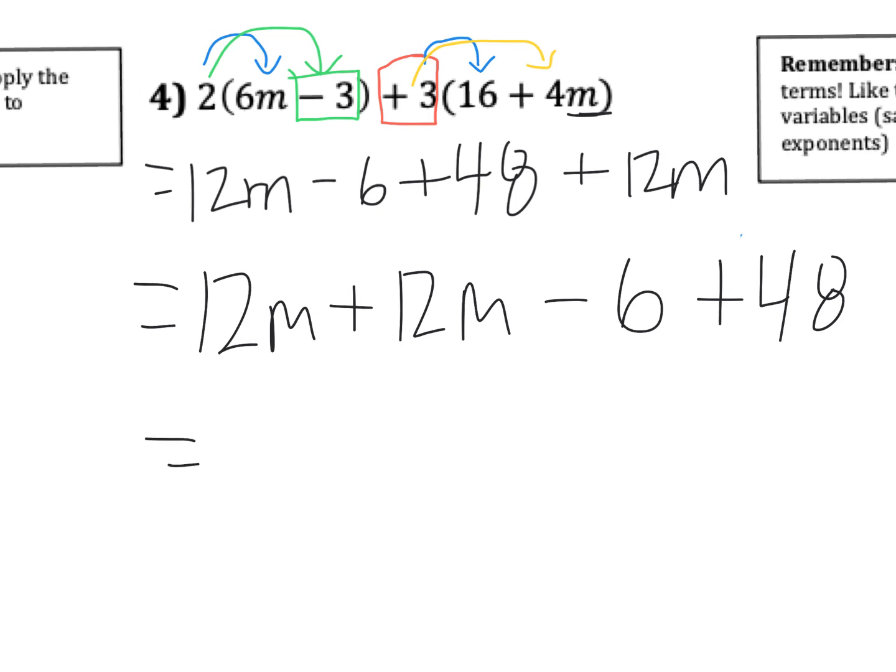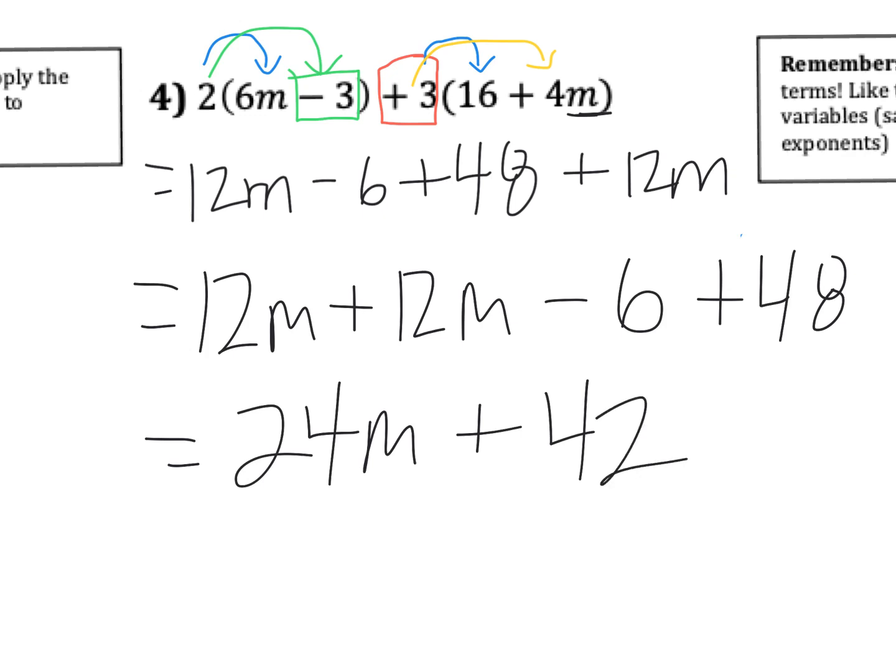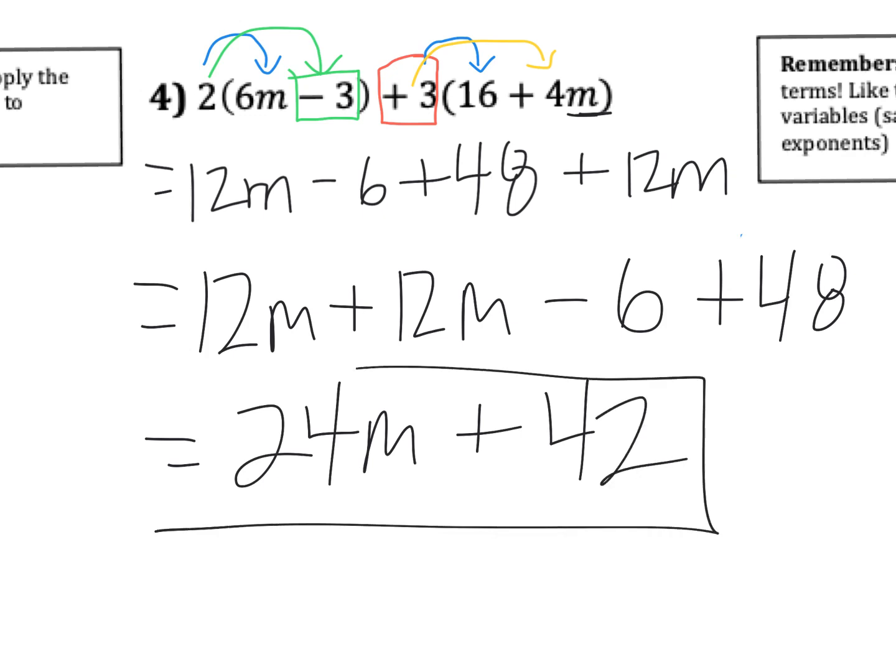I've now kind of reorganized. I'm ready to collect. So 12 plus 12 is 24m. And I have negative 6 plus 48. You owe $6. You earn $48. You end up having positive $42. And so that would be your, first you expanded, and then we simplified by collecting like terms. All right, let's see if I can get to the next slide.